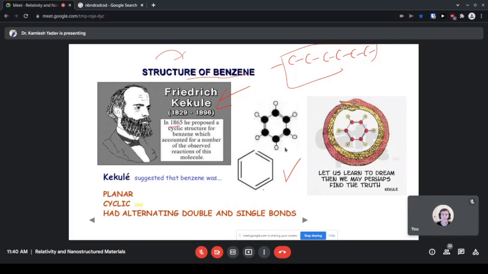Sir, he got a nightmare in which he saw a snake biting its tail. You tell others, everyone should understand. It means that at night he dreamed that a snake was swallowing its own tail. Yes, he dreamed of a snake like this, eating its own tail, and then after that he thought that yes, these carbon atoms might combine in the form of a ring, and then this was discovered.